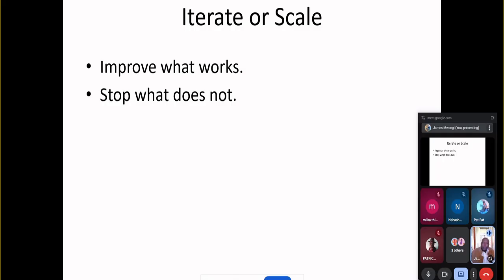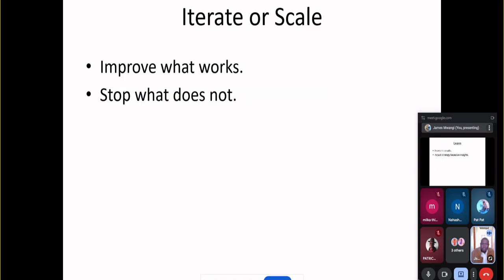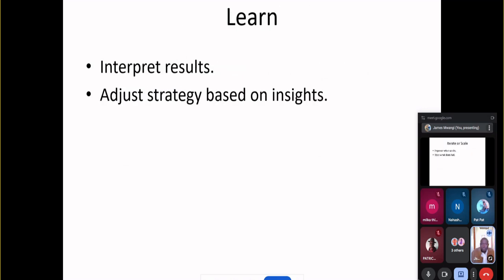Okay, you improve only what works. You don't improve what does not work. If this does not work, you do away with it. If this is expensive, do away with it. You only work on what is working. Then you unify insight. So methodology, sorry, this is the last one: iterate and scale.